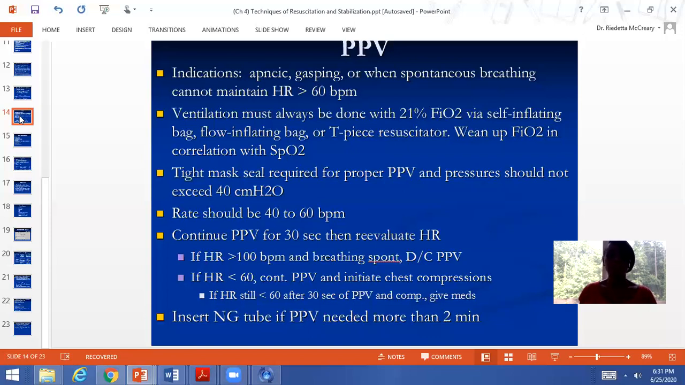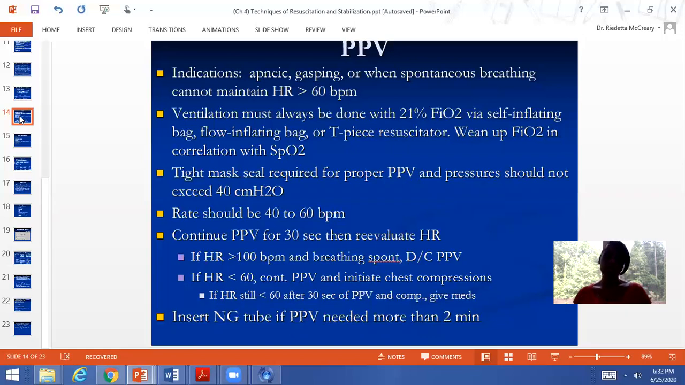Okay, now if you're doing positive pressure ventilation for 30 seconds and you reevaluate the heart rate, and that heart rate is still less than 60, now you're going to do positive pressure ventilation and chest compressions. Finally, we're doing chest compressions. If we do the chest compressions and the positive pressure ventilation and the heart rate is persistently bradycardic, less than 60, now we need to give some meds. We need to give the baby some epi.